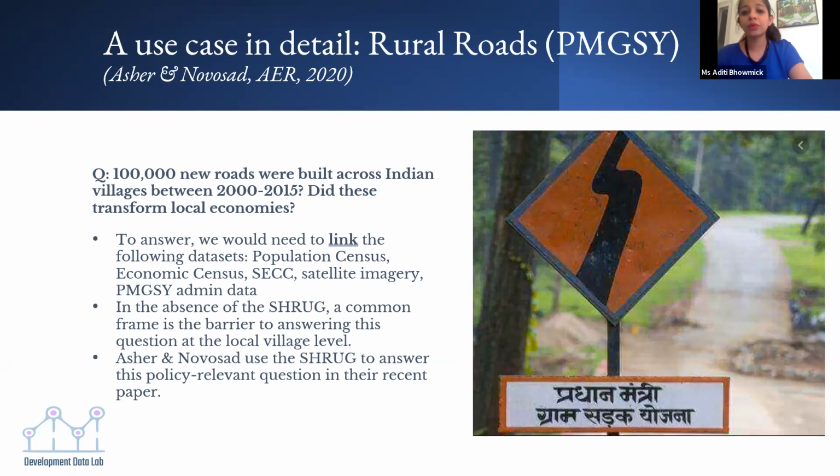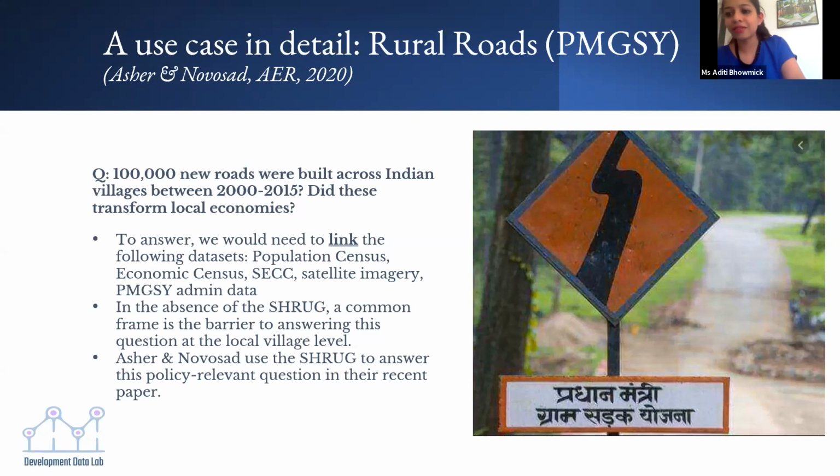To answer this, we would need to link the population census to the economic census, to the socioeconomic caste census. We would need satellite imagery data and the Pradhan Mantri Gram Sadak Yojana administrative data. To answer this in a holistic manner, in the absence of the Shrug, a common geographical frame across all of these data sets would have been the barrier. But since that gap has now been filled, Professors Asher and Ovasad have written this paper that was out in the American Economic Review very recently.